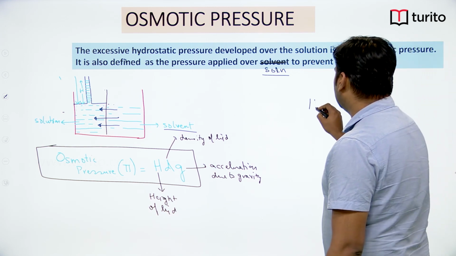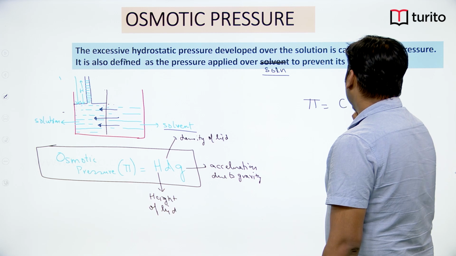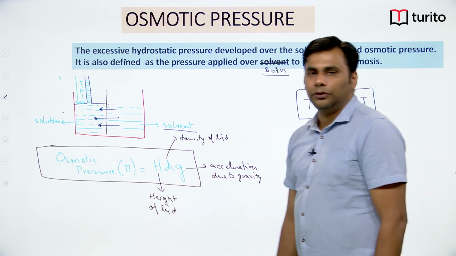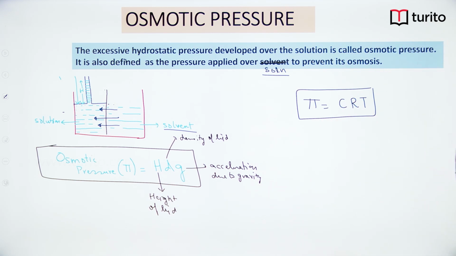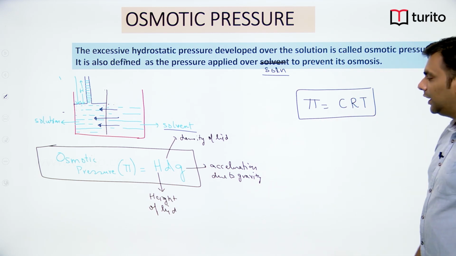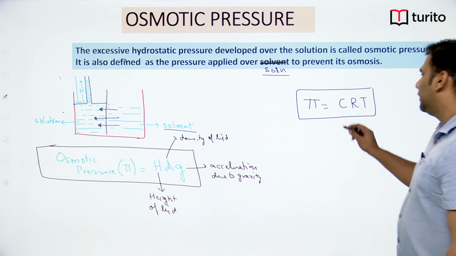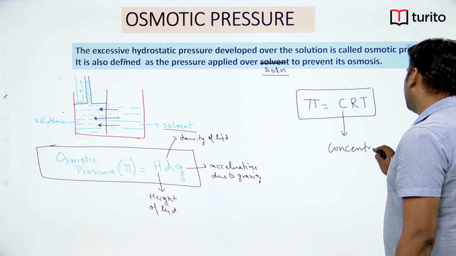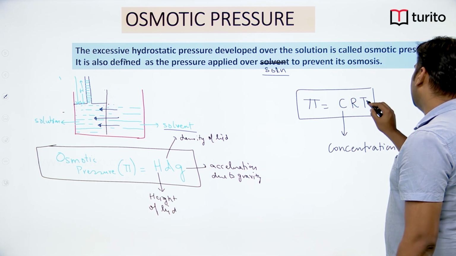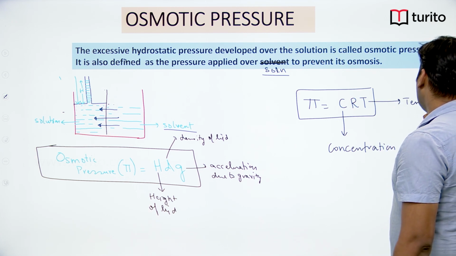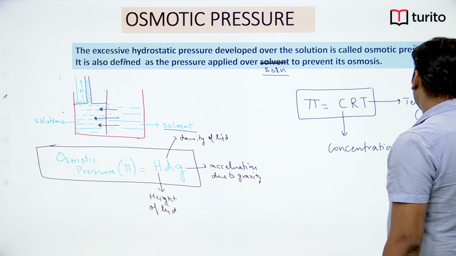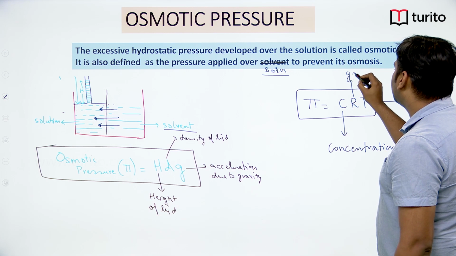So osmotic pressure is given by C into R into T. It is also equal to h into d into g. h is the height of the column, d is the density of the liquid, and g is the acceleration due to gravity. In this, C is the concentration, T is the temperature, obviously temperature we have to take in Kelvin, and R is the gas constant.